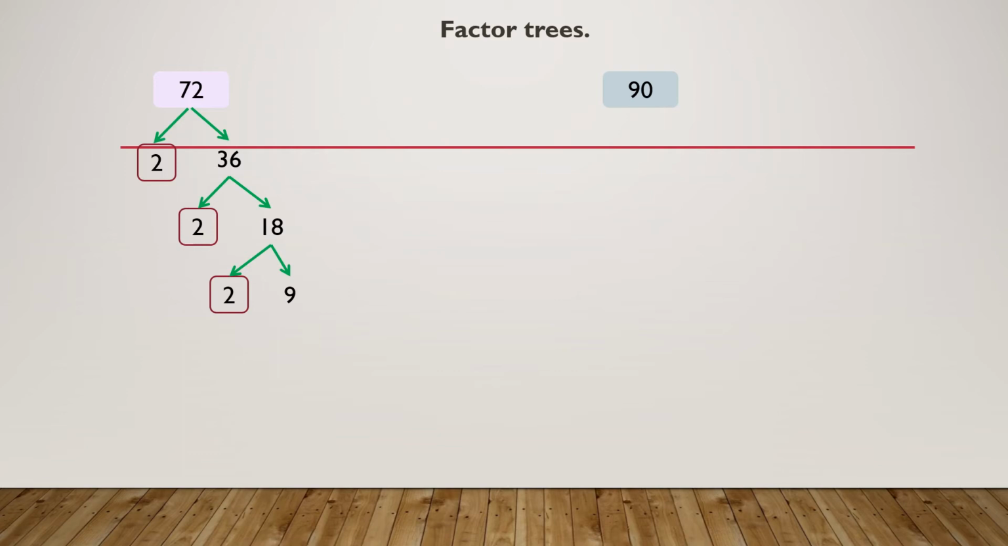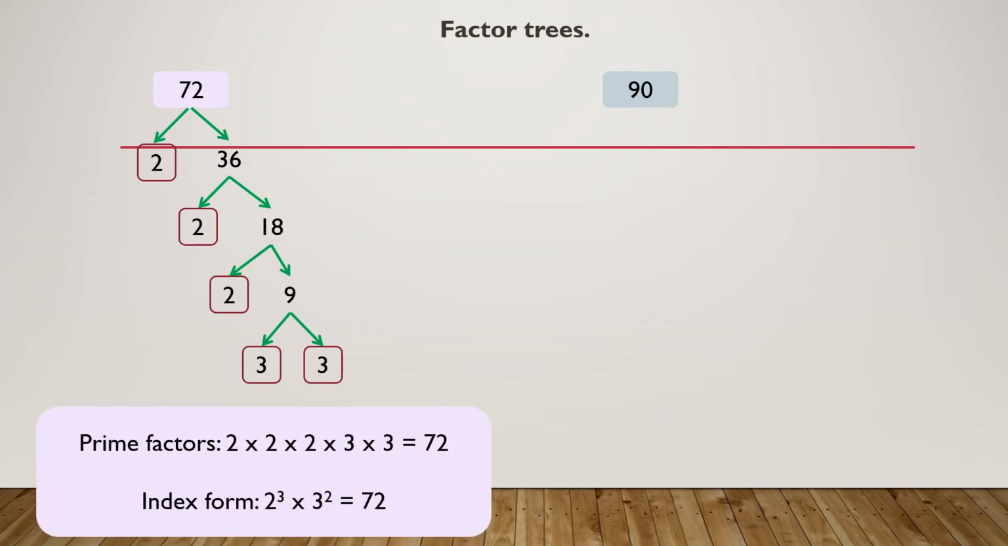9 does not divide by 2 to give a whole number as an answer, but it does divide by 3, which is a prime factor, and that gives me 3 and 3. So I can see the prime numbers that I need to multiply together to get 72 would be 2 times 2 times 2 times 3 times 3. This is expressing a number as a product of prime factors.